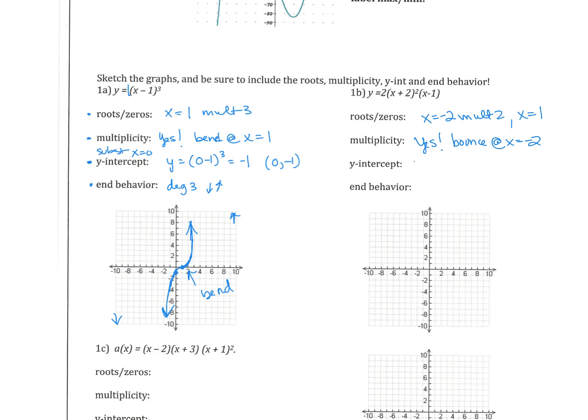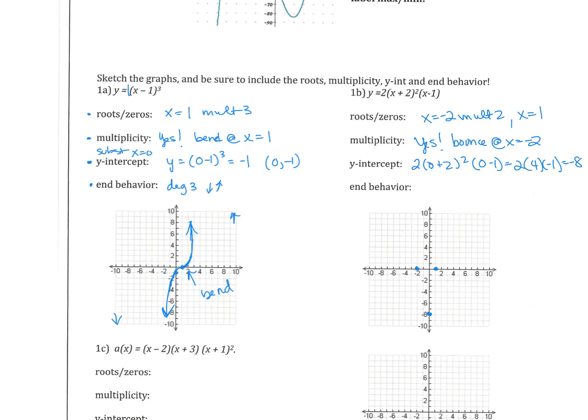My y-intercept would be 2 times 0 plus 2 squared times 0 minus 1. That's giving me 2 times 4 times negative 1. It looks like it's negative 8. So I'm going to put a dot on negative 8, my y-intercept. I'm going to put a dot at negative 2 and a dot at 1 on the x-axis.